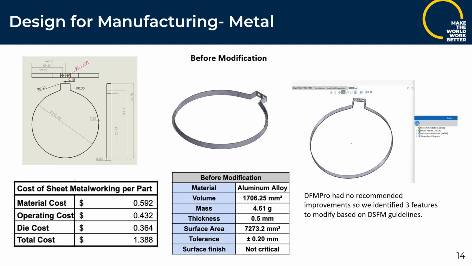Here you can see our initial design for the kettle strip, which we determined to have a cost per part of 1.338 cents using the analytical method for sheet metal working. Some of the key part specifications are outlined here as well, and once we did this, we then analyzed the part using DfM Pro. With this, we got that we had no recommended improvements, so we individually identified 3 features to modify based on the DfM guideline.